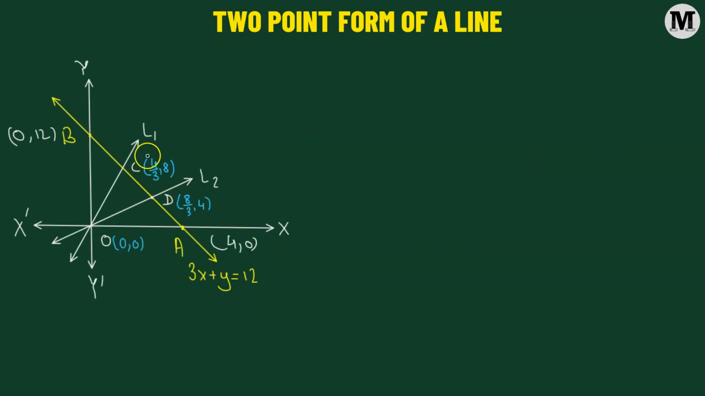Now our goal will be to find out the equation of line L1. To find out the equation of line L1, we need the coordinates of point C and the coordinates of origin. Since we have both the two coordinate values, we can easily find out this equation by using the 2-point form of a line. So let's quickly recap the 2-point form of a line.